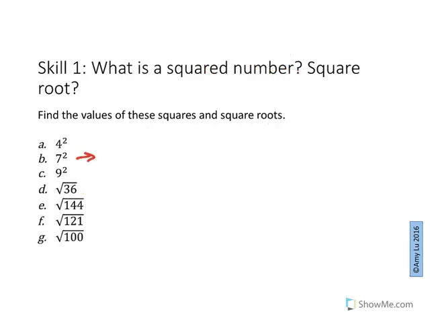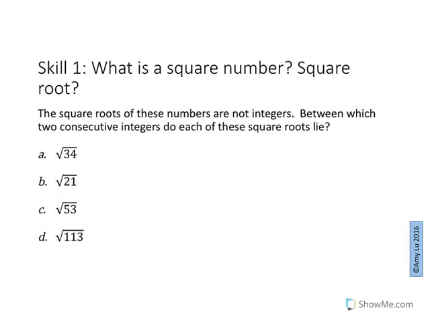So 7 squared makes 49 because it is 7 times 7. 9 squared is 81 because it is 9 times 9. The square root of 144 is 12 because it is the result of 12 times 12. And the square root of 121 is 11. The square root of 100 is 10 because 10 times 10 makes 100.